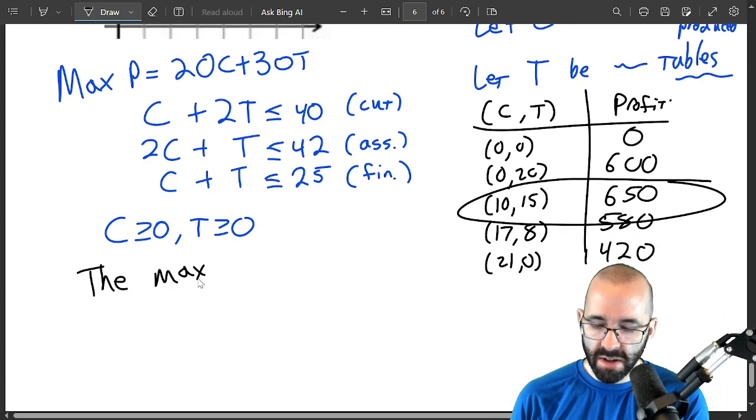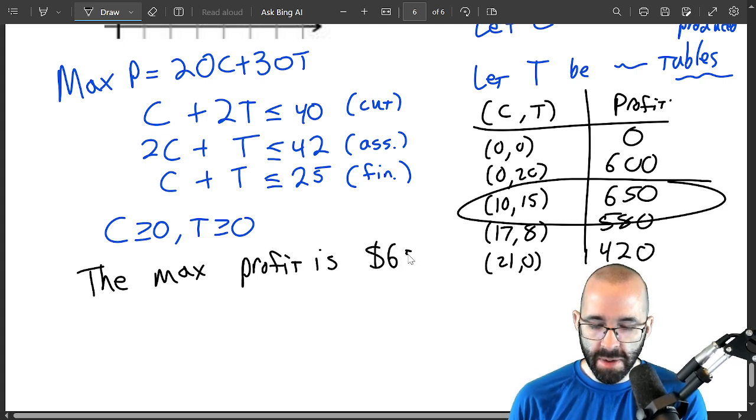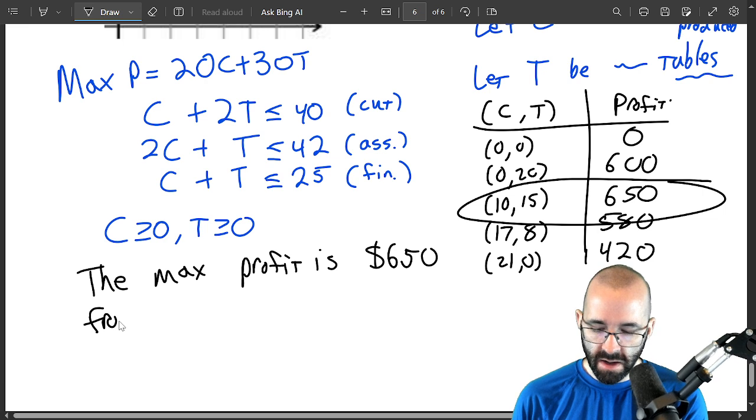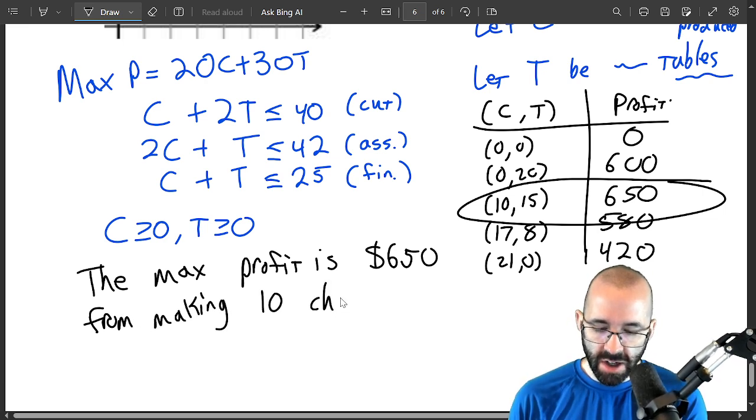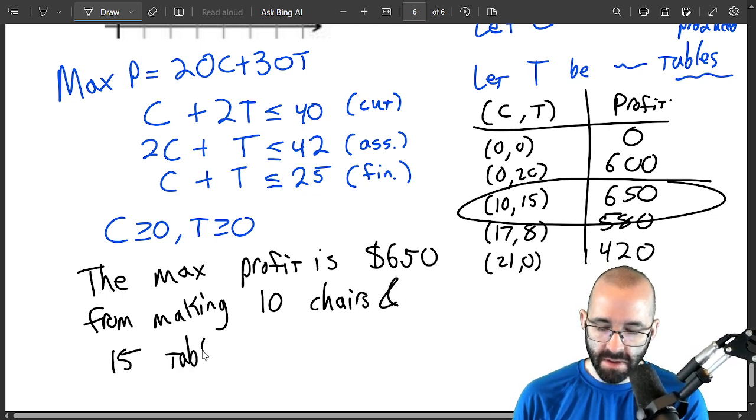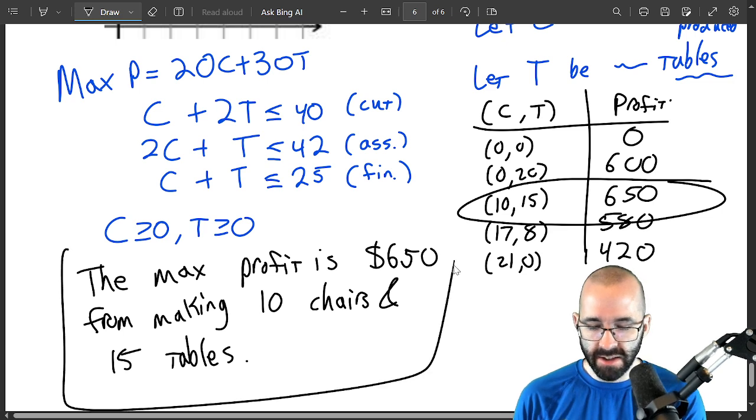We say the max profit possible is $650 from making 10 chairs and 15 tables. That's our answer.